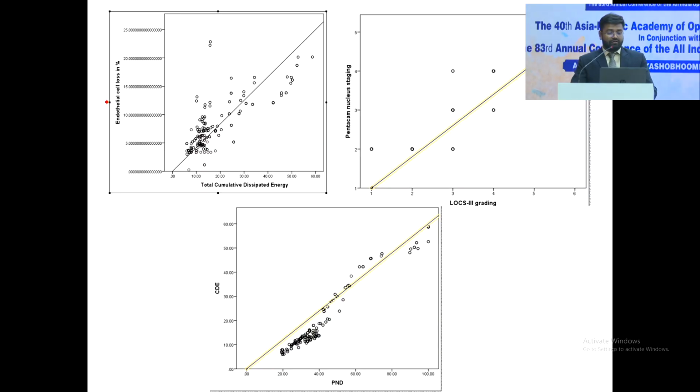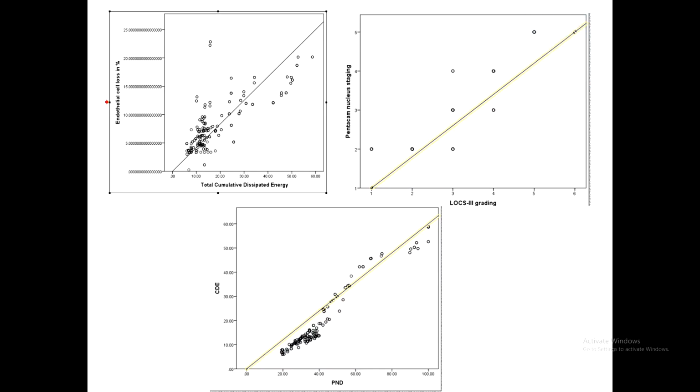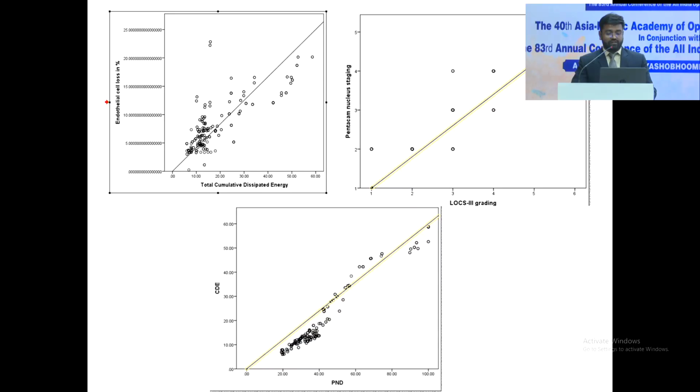There is a strong positive correlation between the cumulative dissipated energy and endothelial cell loss. That is, if there is an increase in CDE, there is increased loss of endothelial cells, and there is a strong positive correlation between the Pentacam nuclear staging and LOCS III grading. The Pentacam nuclear density is also strongly positively correlated with the cumulative dissipated energy of phacoemulsification.